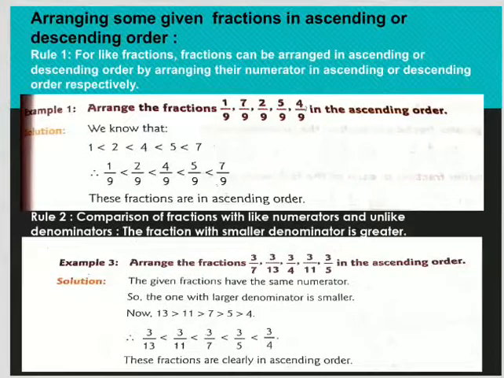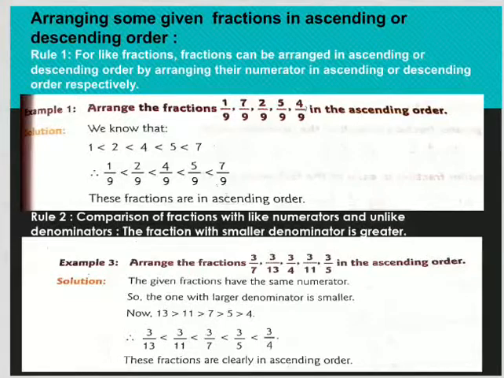Now here are some more methods for how you are going to arrange fractions in ascending or descending order. Rule number 1: for like fractions, fractions can be arranged in ascending or descending order on the basis of the numerator, because in the case of like fractions, all the denominators are the same. So there is no problem with the denominators. There is only an issue with the numerators. So how are you going to arrange?